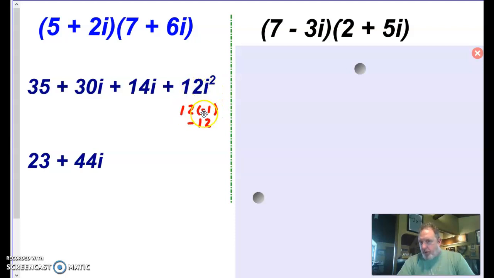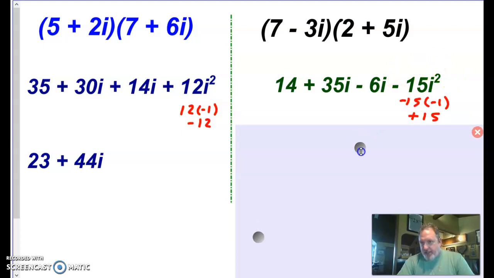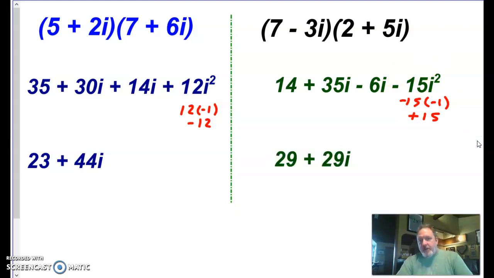So this is really 12 times negative 1, making this last term negative 12. So I really have 35 minus 12, or 23, and I can add my middle terms, they're like terms, for 44i. Same idea here, I'll FOIL, so I'm going to get 14 plus 35i minus 6i minus 15i squared. Again, I've got to take care of this, so negative 15 times negative 1 is plus 15, giving me 29 plus 29i.